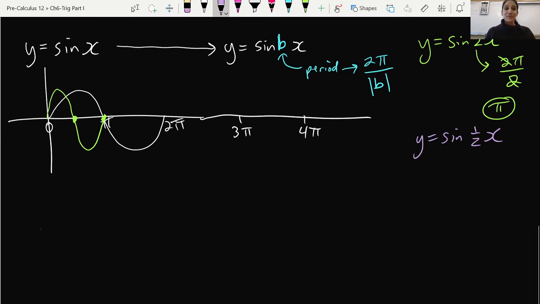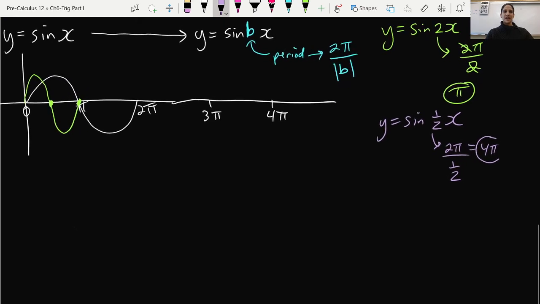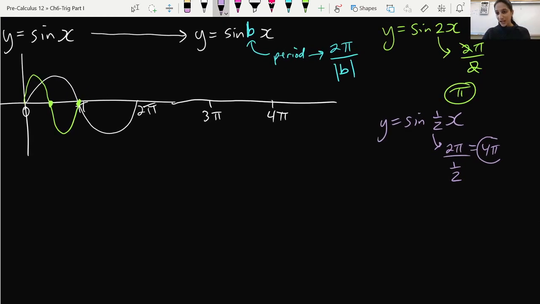You're smart people. I'm sure that you already know that if 2 had an impact of shrinking it in, then 1/2 is going to stretch it out. But let's do the work to figure this out. Our period would be 2 pi over 1/2. So you can see that we would be flipping and multiplying by that, which means that our new period ends up being 4 pi. When I say flipping and multiplying, I'm just being lazy with the words I'm using. All I mean is we would flip and multiply by the reciprocal of this, so it would be times 2 over 1. That's how we got the 4 pi.